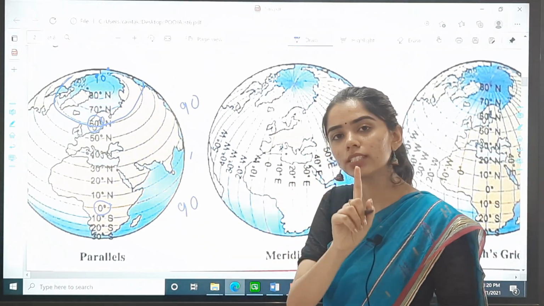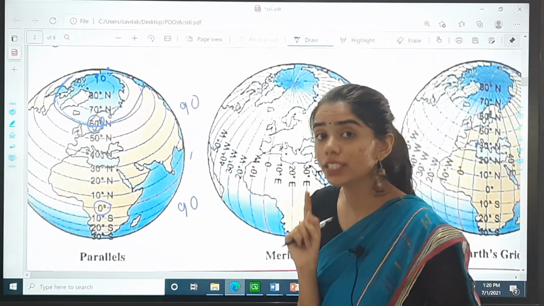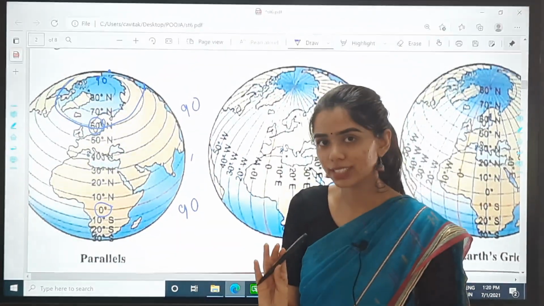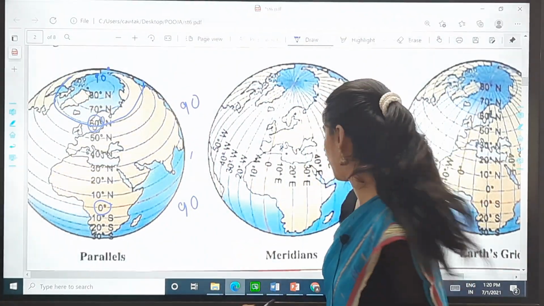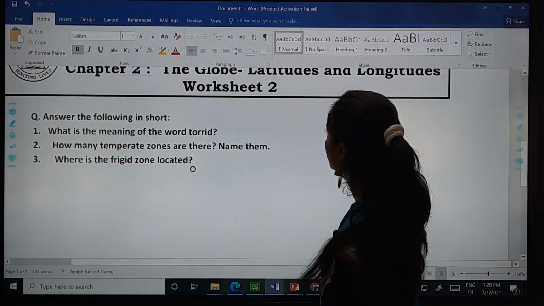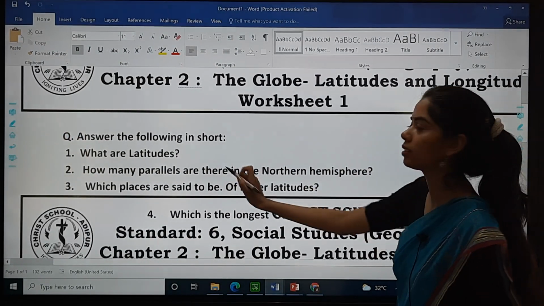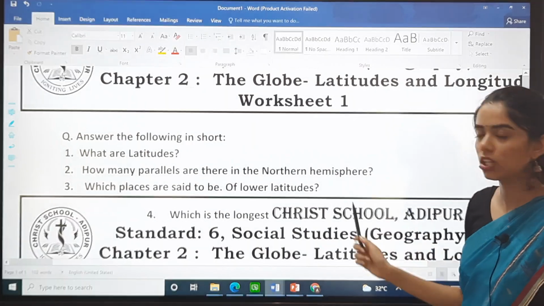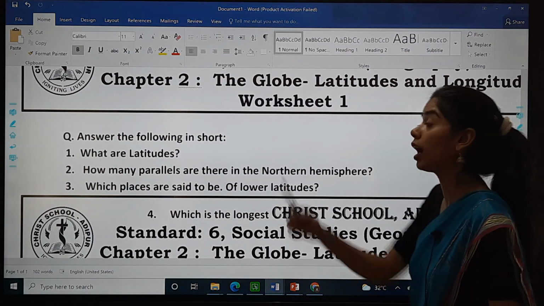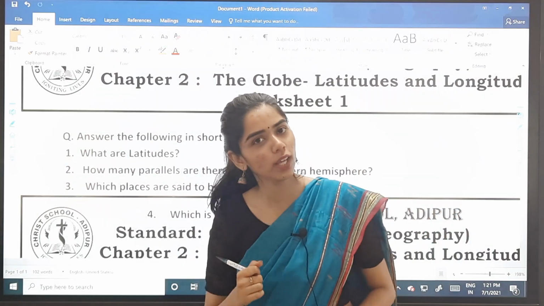Okay, once again, what is latitude? It is a distance from the equator. In simple language, the distance from the equator, and these parallels move from west to east. Is it clear? Now see your worksheet part. This is your worksheet 1. Answer the following in short. What are latitudes? How many parallels are there in the northern hemisphere? Which parallels are said to be of lower latitude?